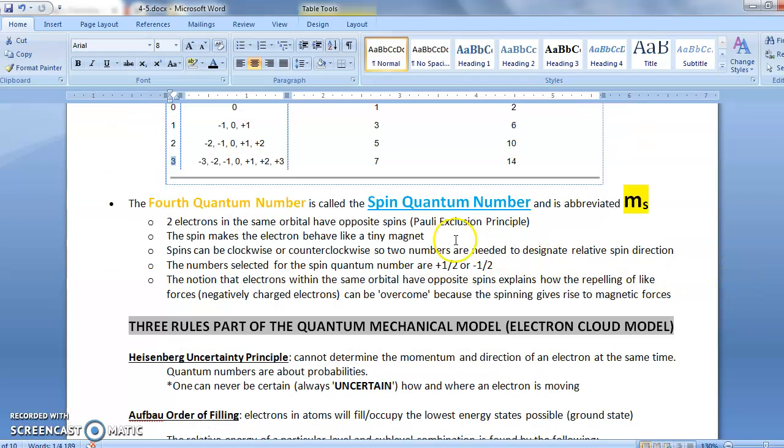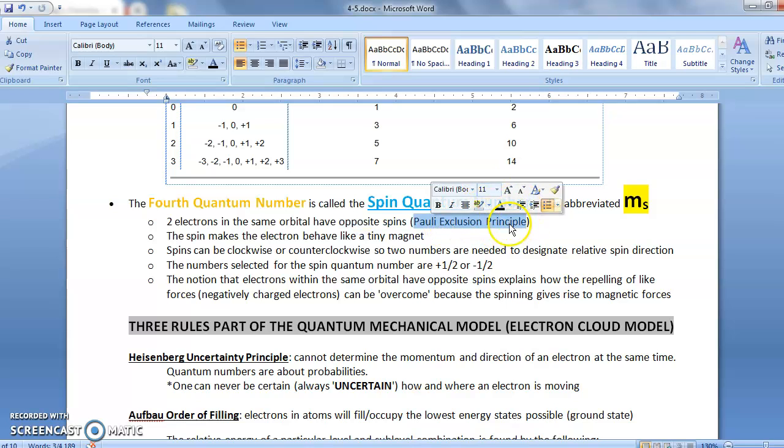What does the fourth number do? Remember, each orbital holds 2 electrons. The fourth number is called the spin quantum number. It's abbreviated m sub s for spin. Electrons actually spin as they move. 2 electrons in the same orbital must have opposite spins. This is according to the Pauli exclusion principle.